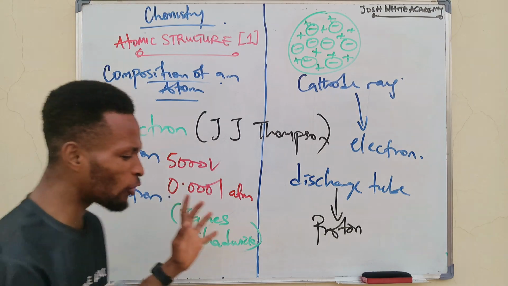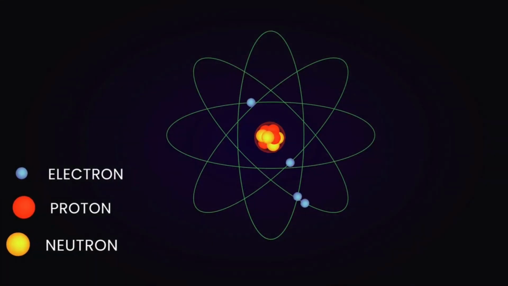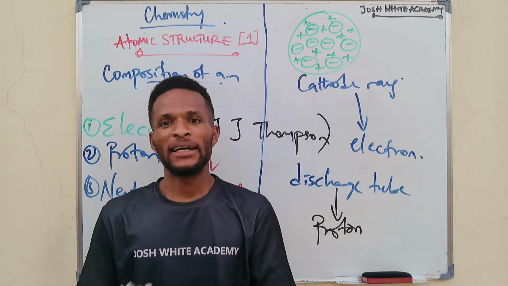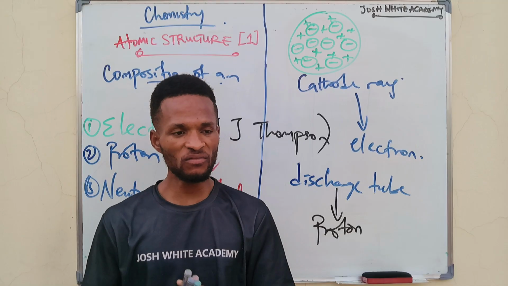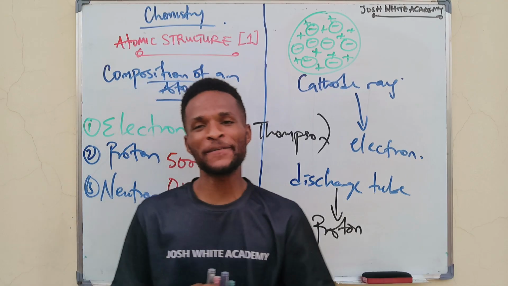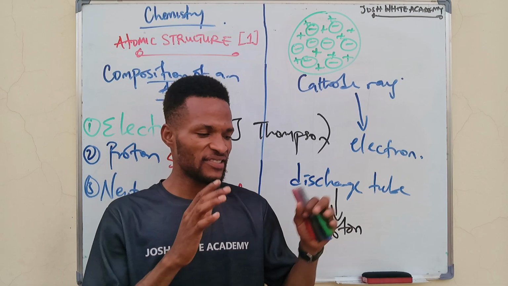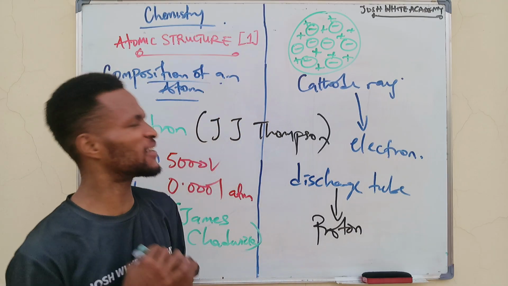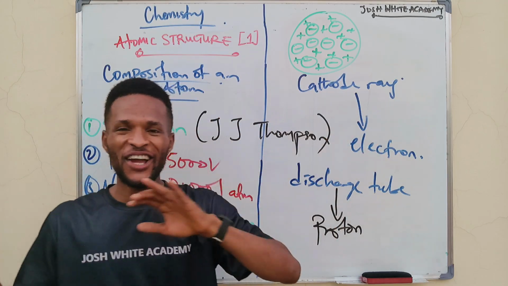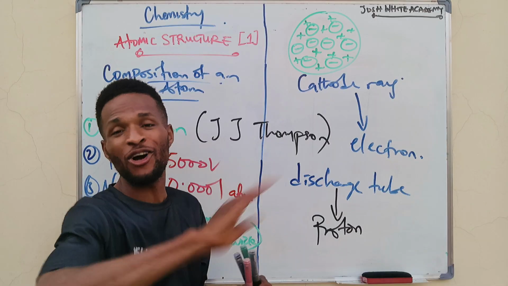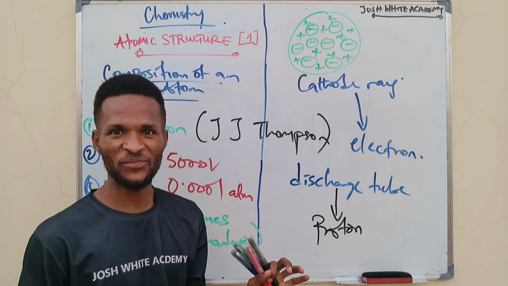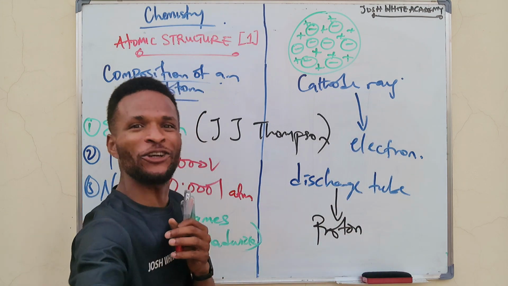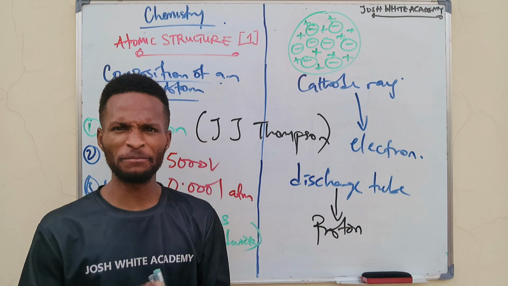Lastly, Rutherford's planetary model of an atom. Two scientists alongside Rutherford, Geiger and Marsden, bombarded an atom with alpha particles, and they noticed that most of the alpha particles passed undeflected. Some were deflected and some returned back in the same line.